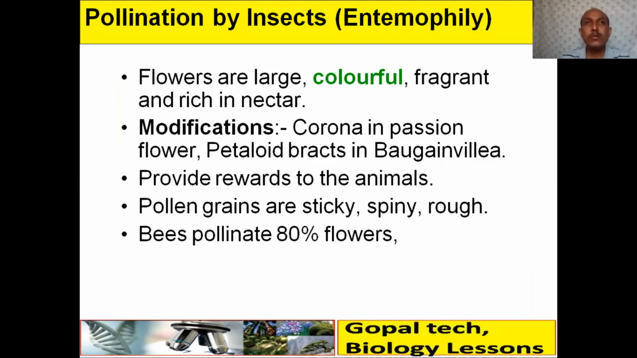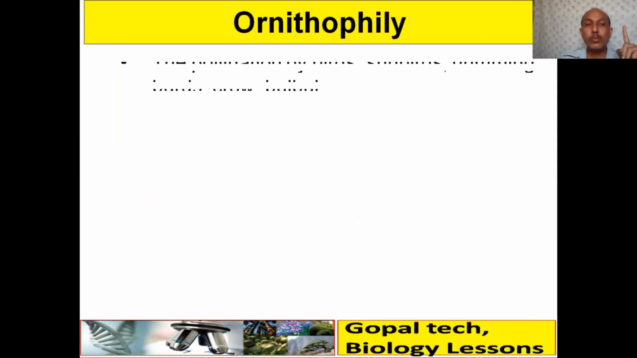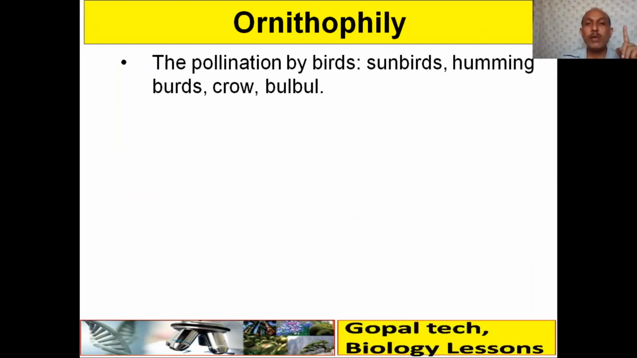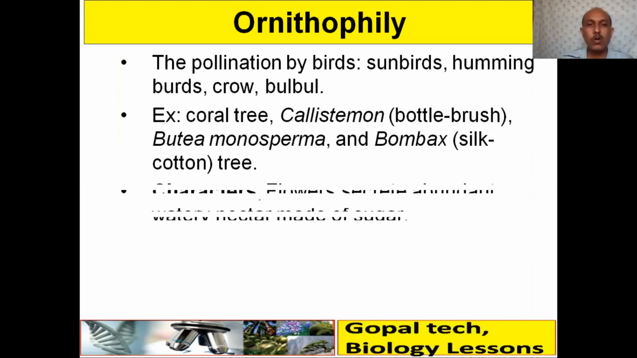Most of the flowers are pollinated by bees. 80% of flowers are pollinated by bees. So they use ultraviolet radiations for detection and observation. So these are the characteristics of insect pollinated flowers. Now come to ornithophily, that is pollination by birds. Sunbird, hummingbird, crow, या bulbul, so many. Examples: coral tree, callistemon, या bottle brush, Butea monosperma, Bombax, that is silk cotton, all these trees.